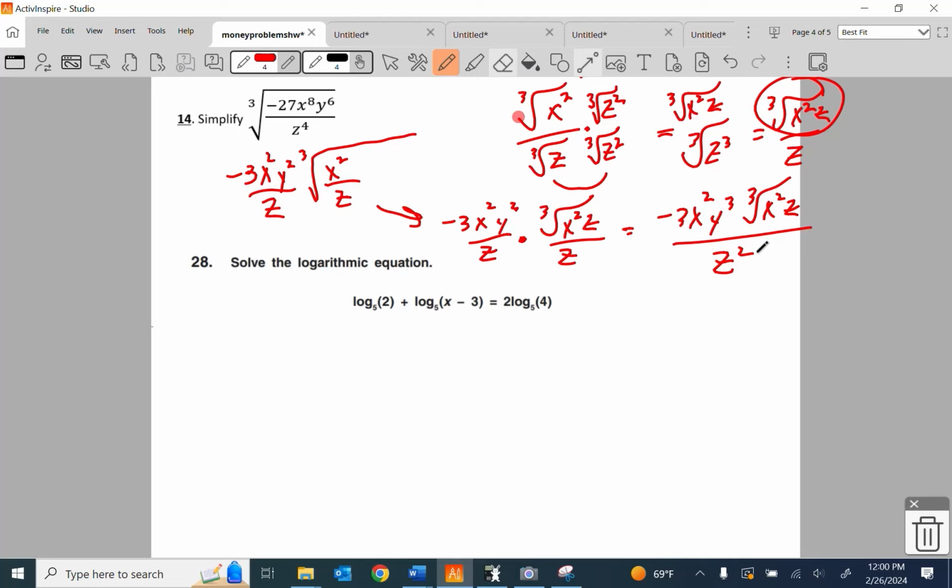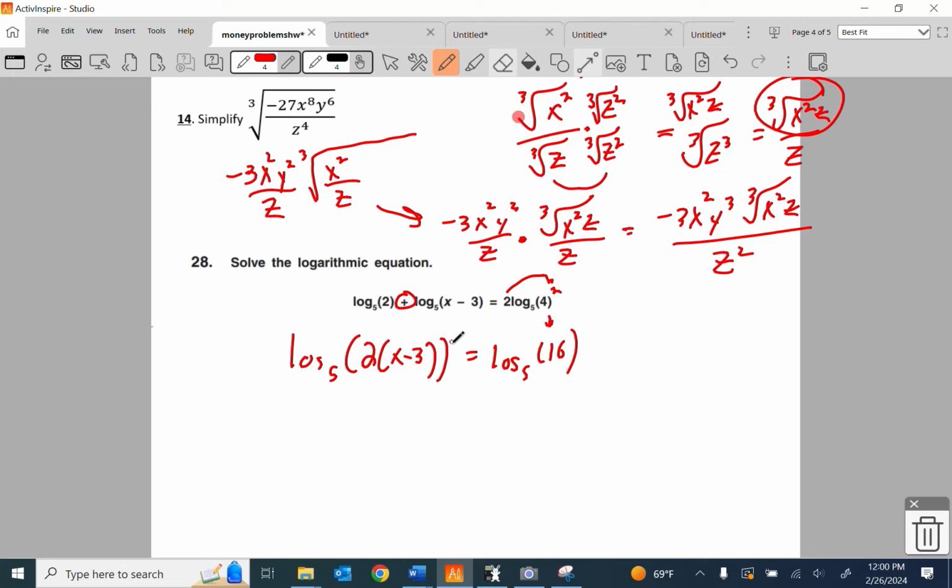All right, 28. Solve the logarithmic equation. I wish there was an easier way to do this, but there's not. I know that I condense addition through multiplication. So the left-hand side becomes a single log base 5 of 2 times x minus 3. The right-hand side, that 2 gets moved up front, becomes log base 5 of 16, because 4 squared is 16.